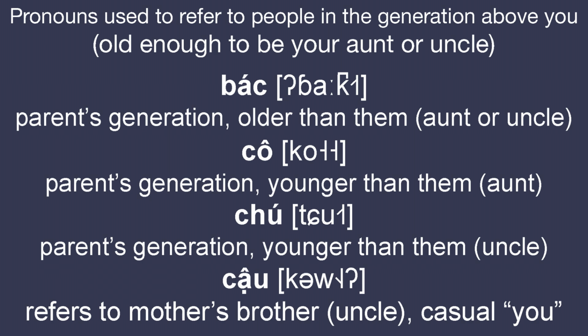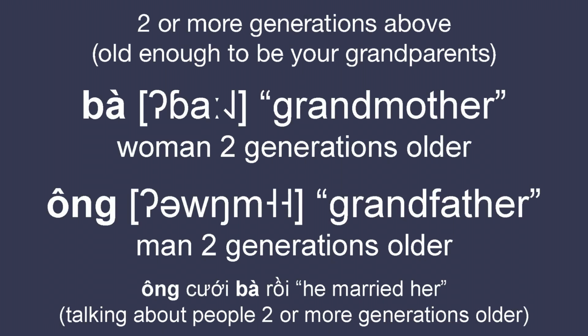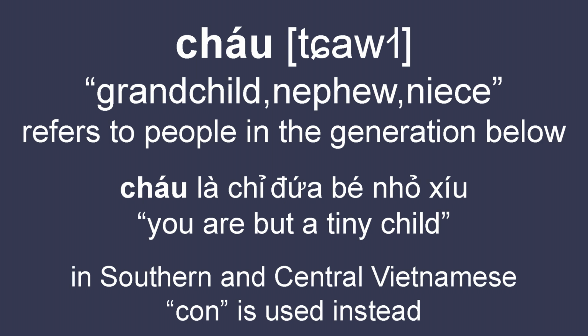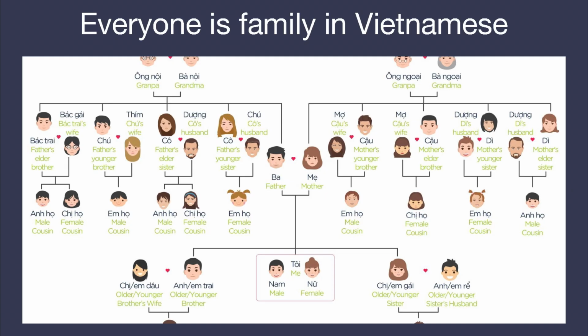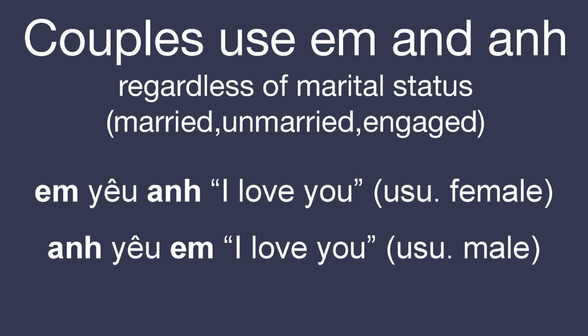For people old enough to be your aunt or uncle, you refer to them as, well, aunt and uncle. Bác, cô, chú, or cậu, depending on the context. For people old enough to be your grandparents, you call them either ba or ông, grandmother or grandfather. And people in the generations below yours are referred to as cháu, meaning grandchild, niece, or nephew, and is also used to refer to yourself when talking to people in the generations above you. The morpheme for cousin in Vietnamese, họ, is also used as a general third-person plural pronoun to mean they. So in this sense, everyone is considered family in Vietnamese, taking the phrase brother from another mother to a whole new level. Em and anh are also used between romantic couples, whether married or not.